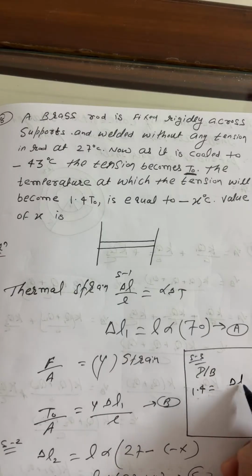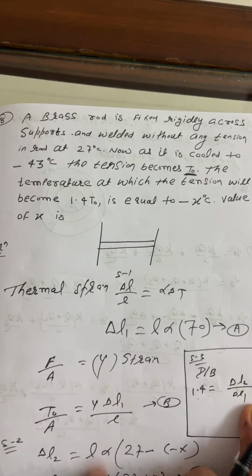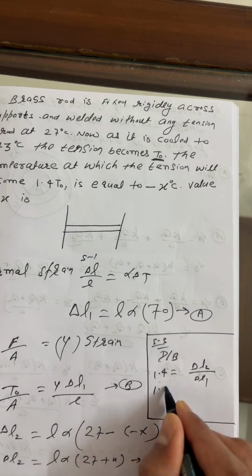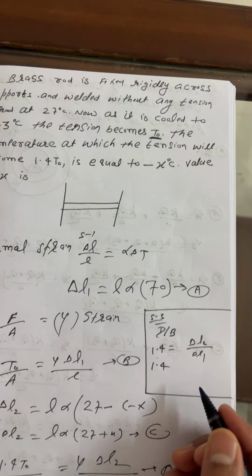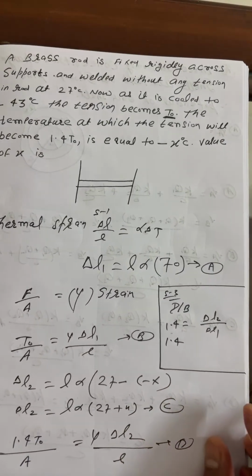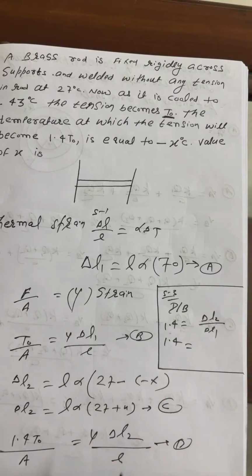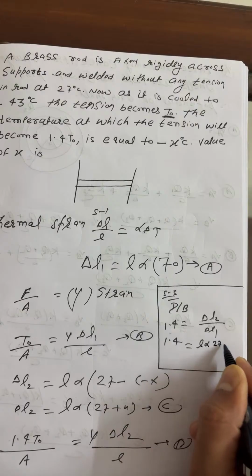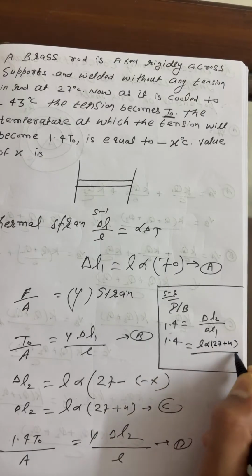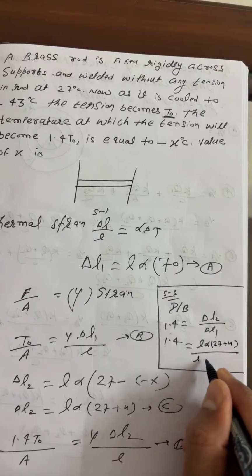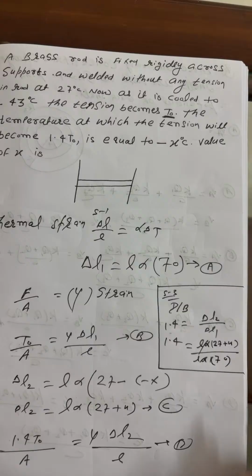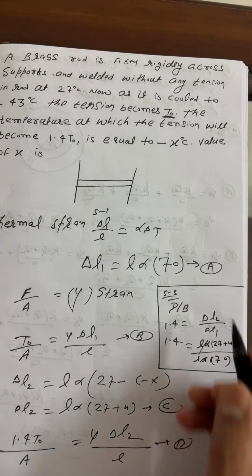You can write this as delta L2 by delta L1. Delta L2 and delta L1 we already found. So you can write, my dear, 1.4 equals beta G. Delta L2 is L alpha (27 + x), and delta L1 is L alpha, this is 70 degrees. You can see the entire thing is cancelled. Student, just cross multiply.